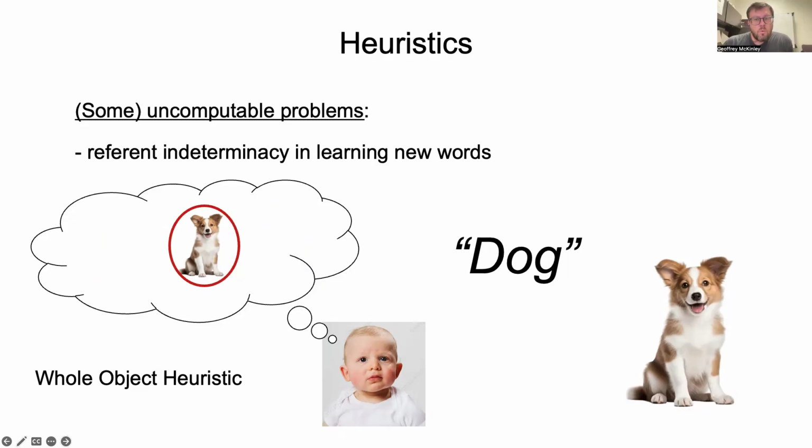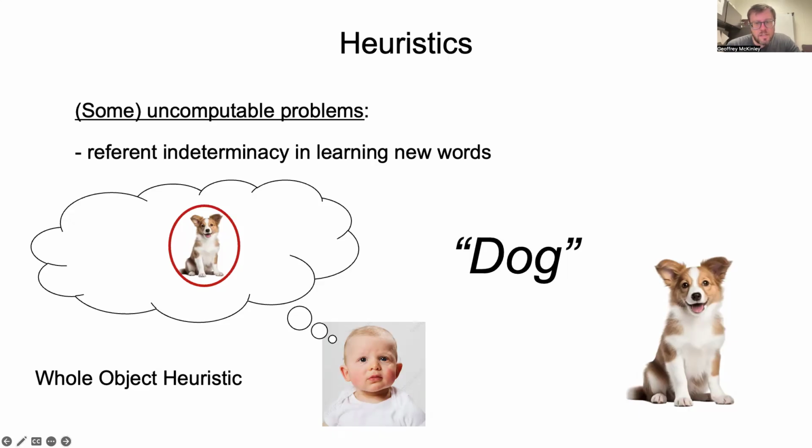Okay. So one heuristic that we use to deal with this problem is called the whole object heuristic, which is a cognitive strategy that we seem biased to have. It helps us resolve this indeterminacy by biasing learners to initially assume that a new word refers to the entire object rather than a part or a feature or a relation of the object. For example, if a child hears the word dog while looking at a dog, they are more likely to assume that the word refers to the entire dog, the whole object, rather than just its tail, its fur, or the fact that it's barking.